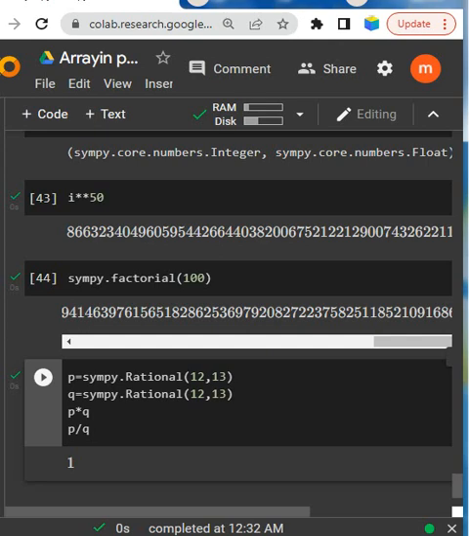Next time I will try to discuss functions, how to create functions in SymPy, and expressions too. Expressions we can create in most algebraic and linear forms, and I hope it will be beneficial for someone. Okay, thank you.